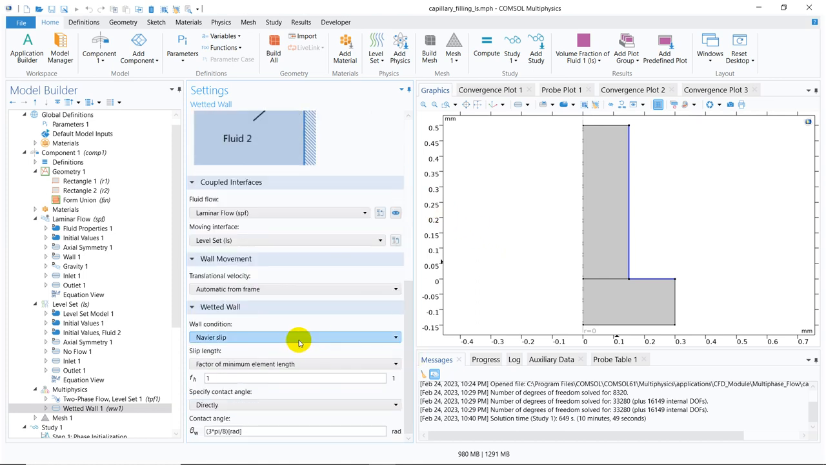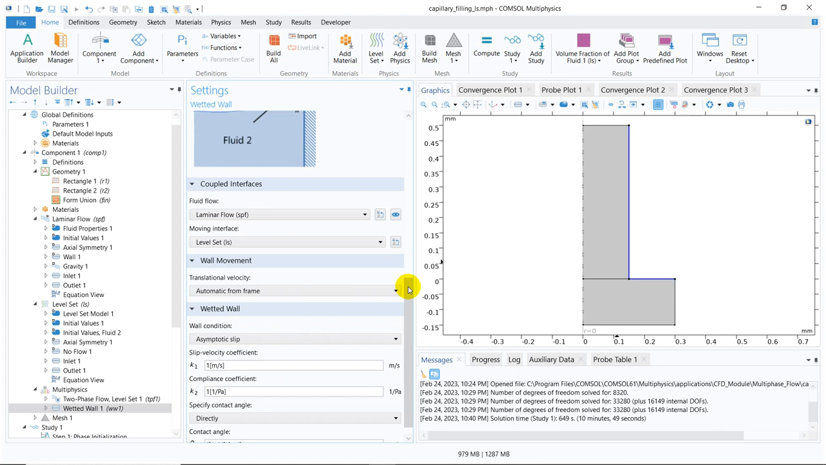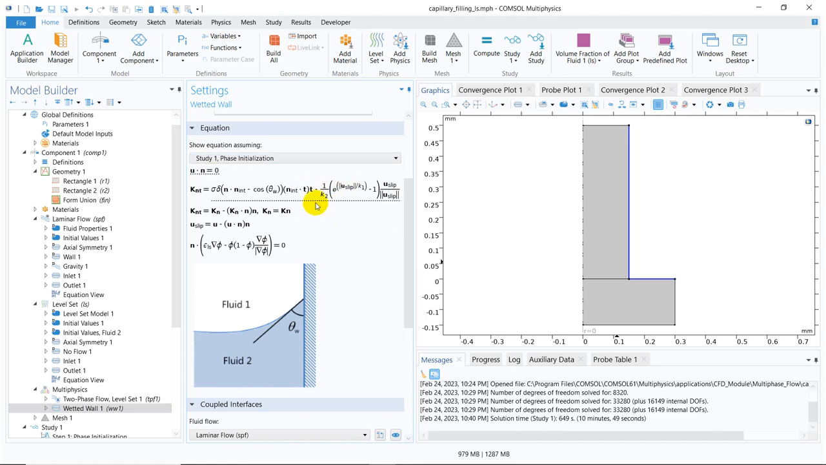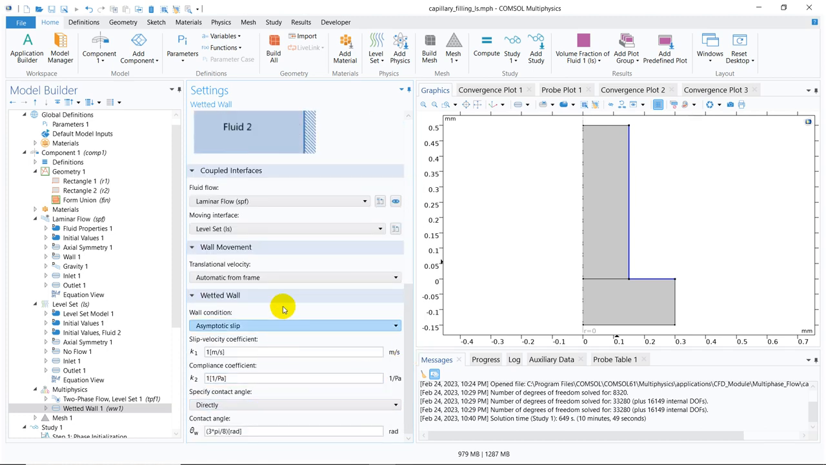Now, if I change this condition from Navier slip to asymptotic slip, I don't know what this one is, but it will change the equation. That is my intention to show you. You can see when you take asymptotic slip, it takes certain two coefficients like compliance coefficient and slip velocity coefficient. Whatever it is, I do not know much about it, but these two things should come in the equation. You can see the equation has changed, so you have this k1 and k2 in the equation. So there are some background equations which are already taken by COMSOL. You are just tuning the drop down menu and it is tuning the equation.